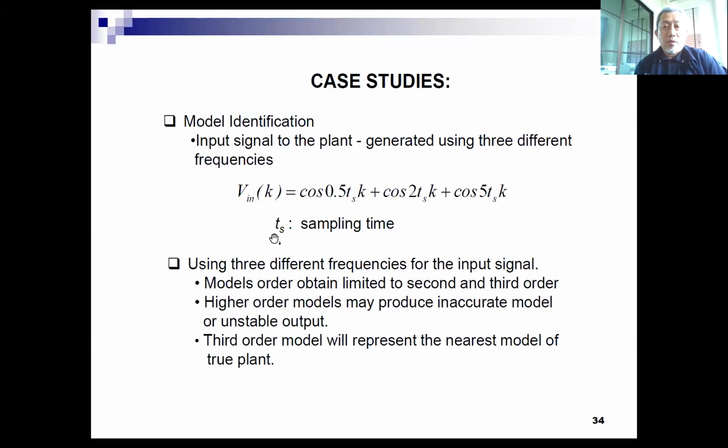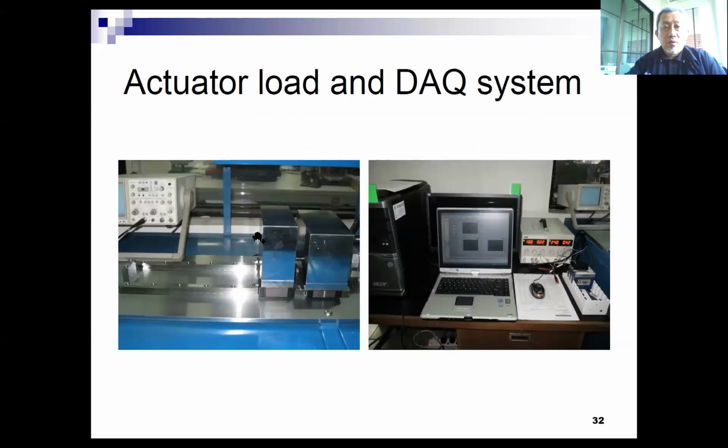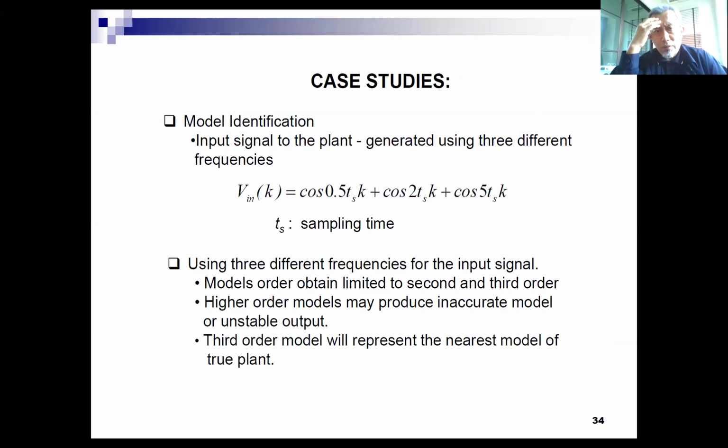By looking at the case study of the model identification, we designed the input signal to the plant, generated using three different frequencies, which is written here: cos 0.5 TsK plus cos 2 TsK plus cos 5 TsK, where Ts is the sampling time and K is the sequence. So you are using three different frequencies for the input signals.